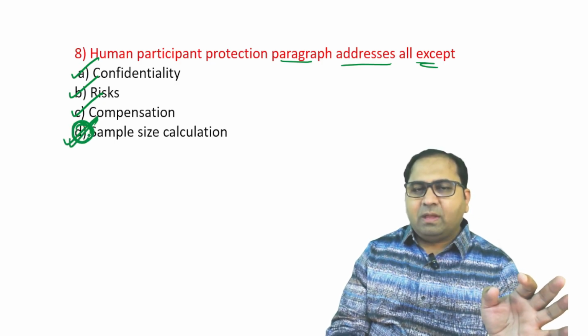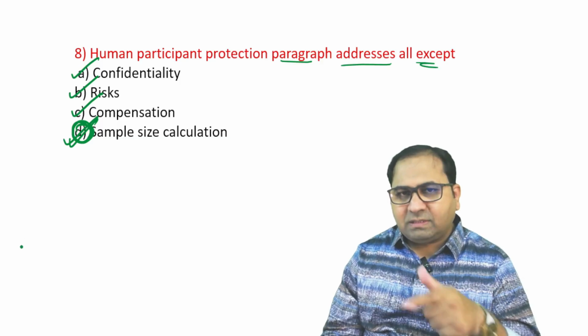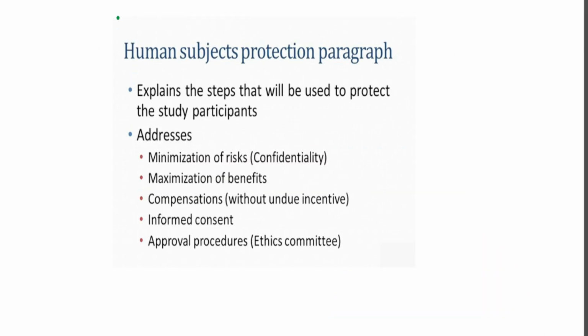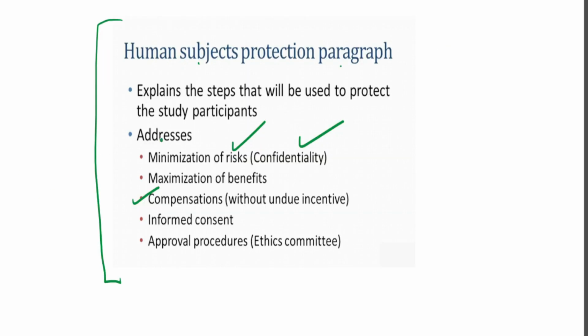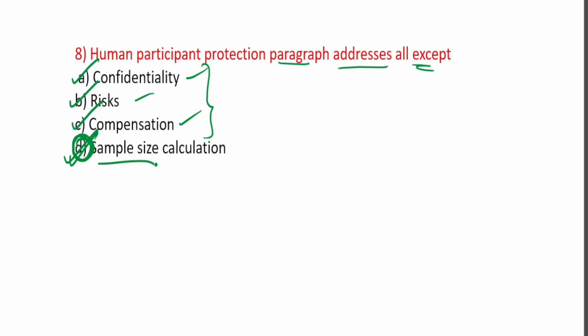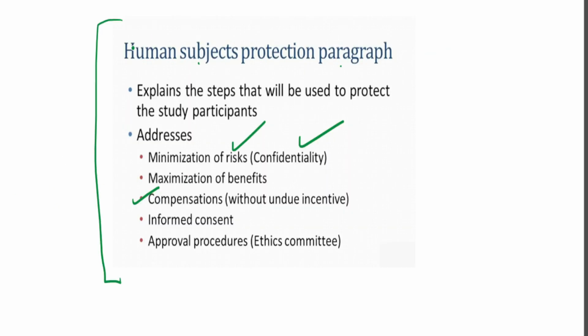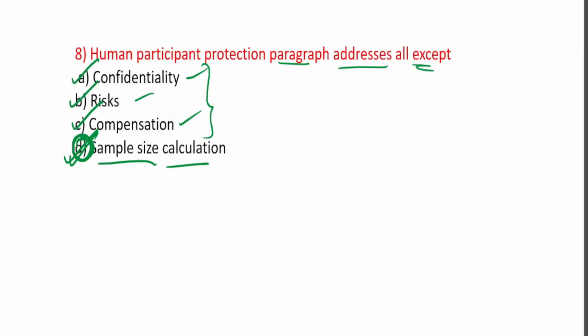Sample size calculation. Now see the information which is coming in the next slide. This is the information in this chart regarding the human subjects protection paragraph. It clearly mentions the risks, the confidentiality, the compensations. So from our question, the risks, confidentiality and compensation, all the 3 are from this chart except the sample size calculation. It is not mentioned, it is not a part of the human subjects protection paragraph. Okay, so please remember the question and also the answer.